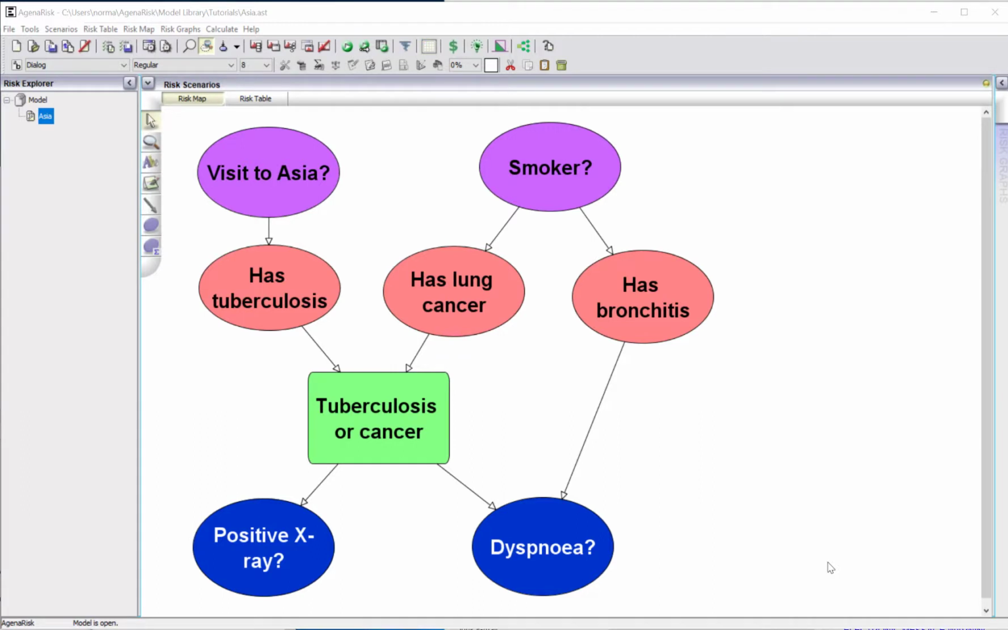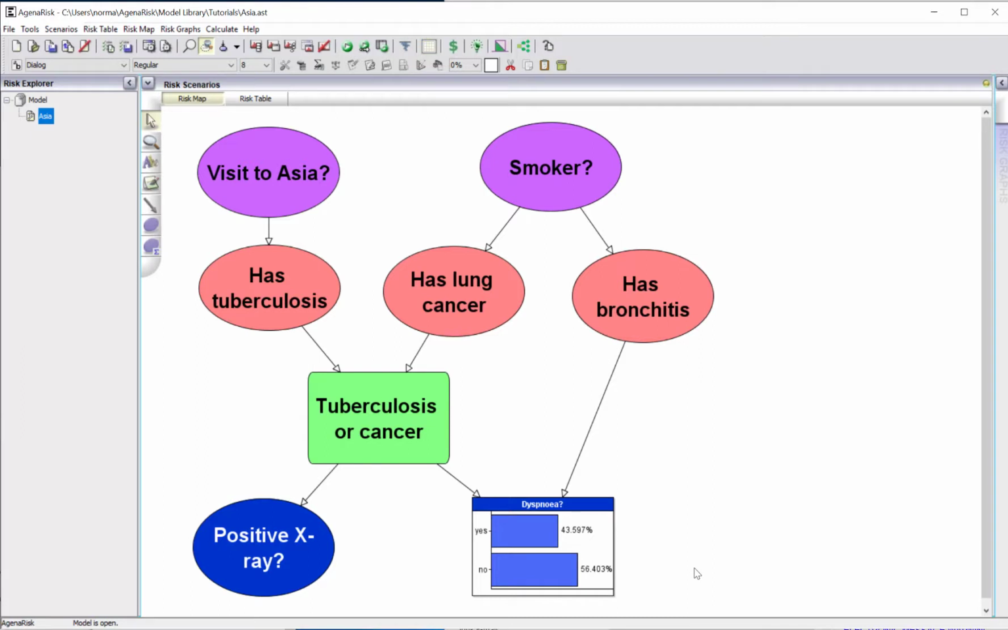This is an example of a classic but very simple Bayesian network model, sometimes called the Asia model or the chest clinic model. What you can see here are nodes or variables, which in this case, for simplicity, just have two states. So yes or no for smoker, yes or no for bronchitis. Dyspnea is a symptom, shortness of breath.